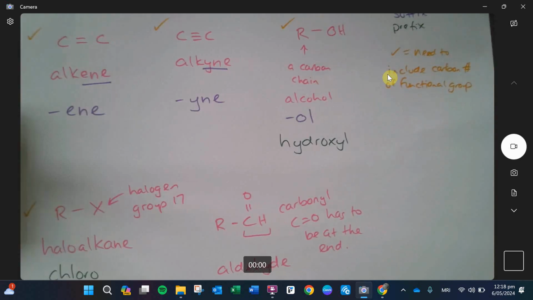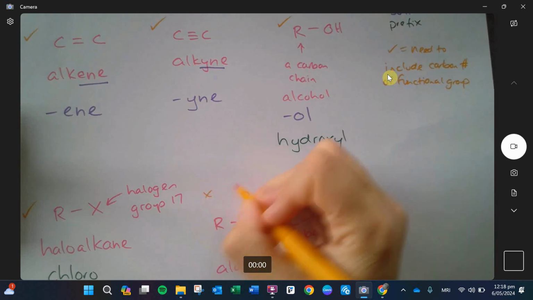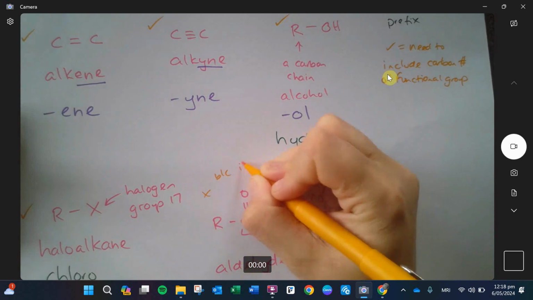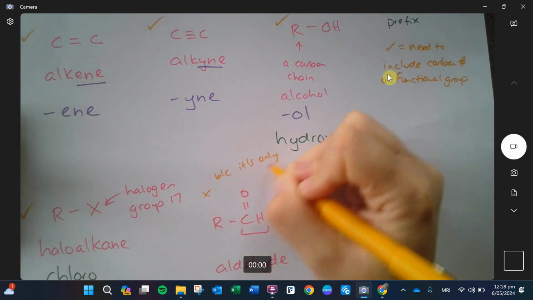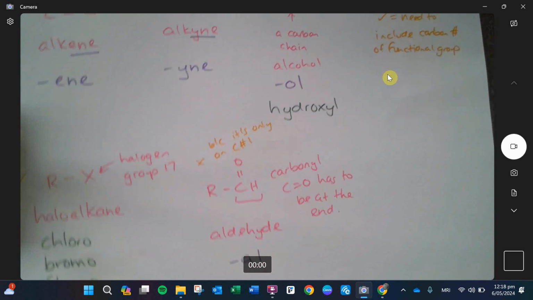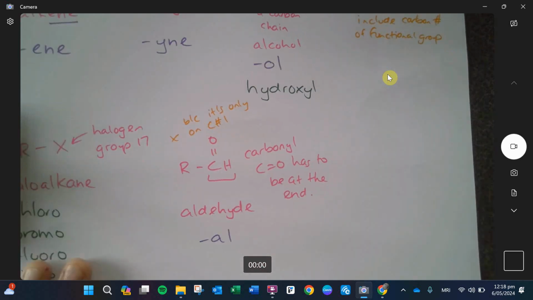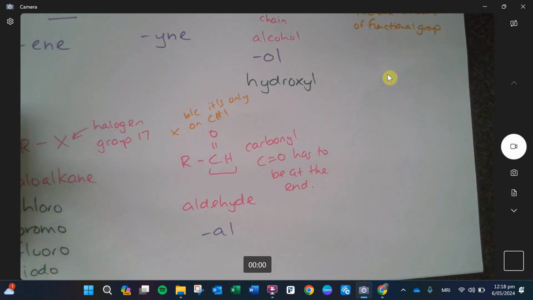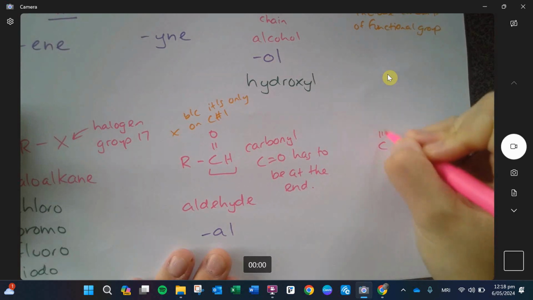Are you okay with that so far? We'll do some examples. The aldehyde, you do not need to do that because aldehyde can only be on the N carbon, so it can only be on carbon number 1. So you don't need to do that because it's only on carbon number 1. We good? All right.